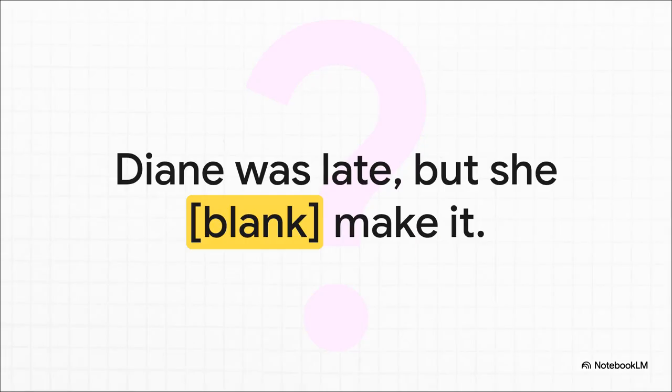Okay, let's test this immediately with a quick concept check. The sentence is, we all thought Diane would be late, but she blank make it on time. Do we use could or was able to? I'll give you a second. All right, if you said was able to, you hit the nail on the head. You are absolutely correct, because this describes a single specific past achievement, not some general superpower Diane always had.